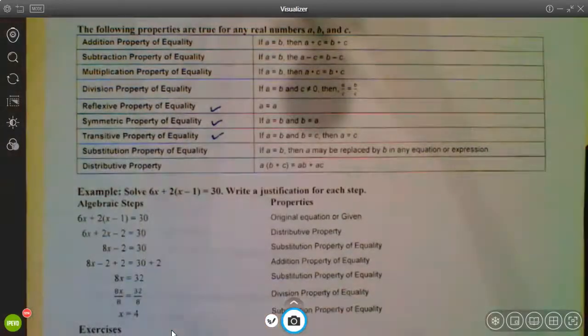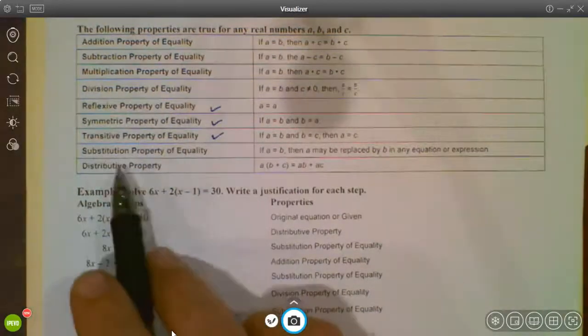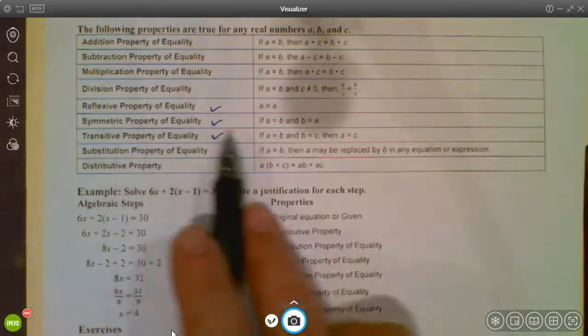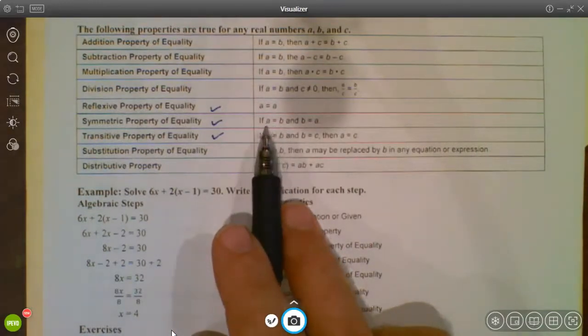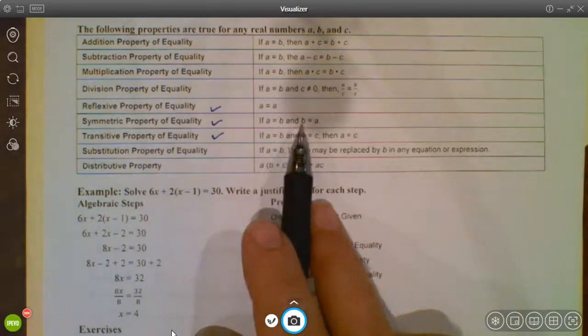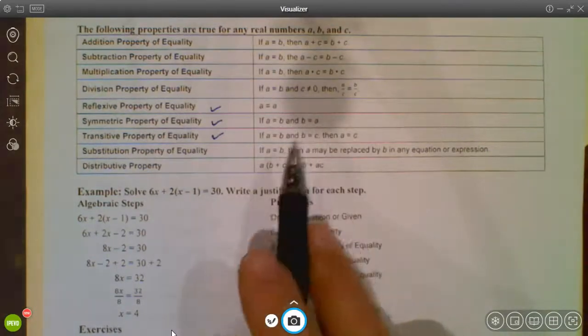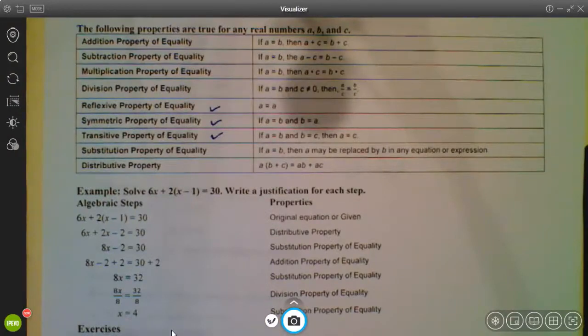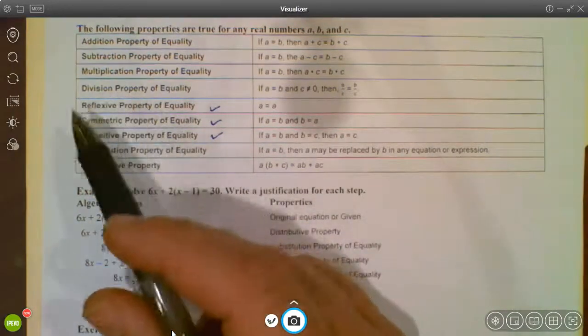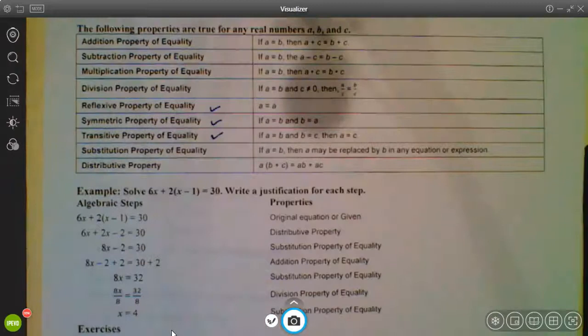That's the reflexive property. The symmetric property is what allows you to switch the order of something. So if A equals B, then B must equal A. And so symmetric has to do with switching the order around. And so those are the 3 that are going to come up again in this section. So we'll be looking at those.